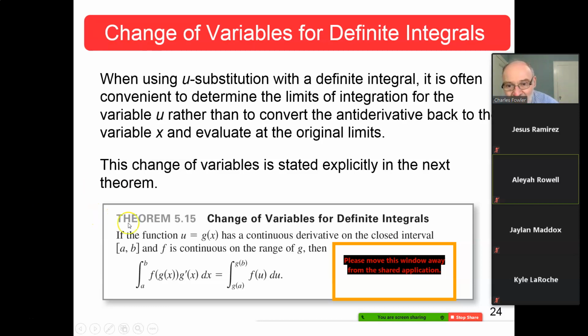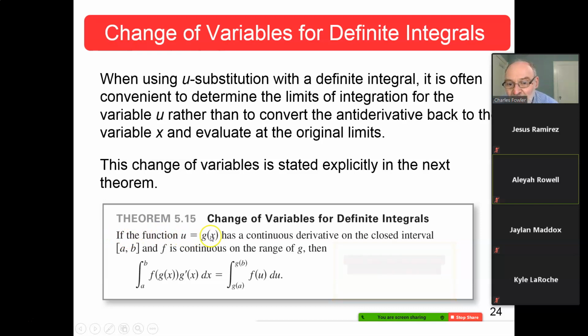Okay, so here's Theorem 5.15, the change of variable for definite integrals. This block's going to fade out, and I'll try to get it said before it comes back. No, it's not blocking anything. Okay, if the function u equals g of x has a continuous derivative on the closed interval a to b.